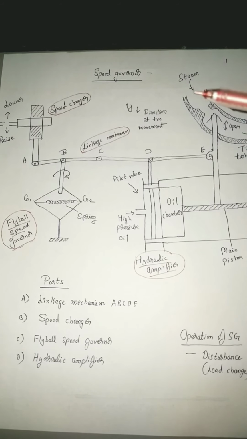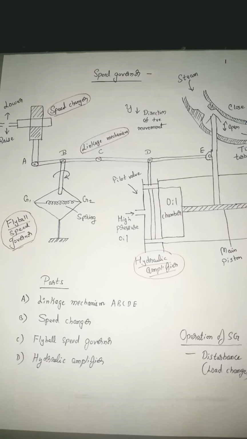If the amount of steam entering the turbine reduces, automatically the turbine speed will reduce, and then the generator speed also is going to reduce, and thereby you can see that the frequency is restored. So this is the overall operation of the speed governor. So this completes module 2.